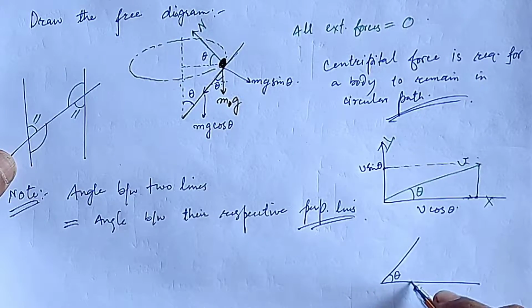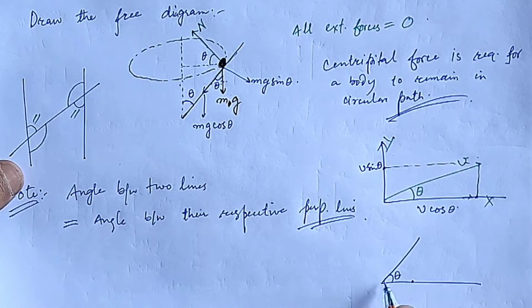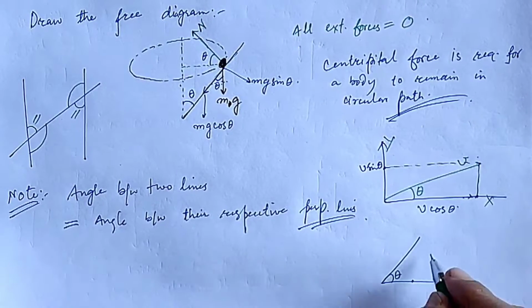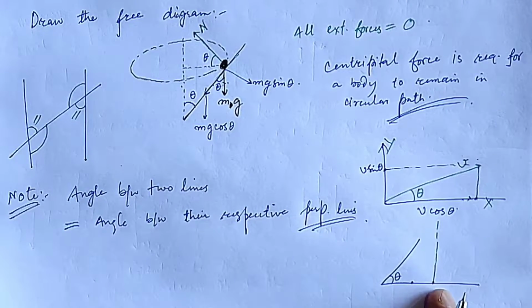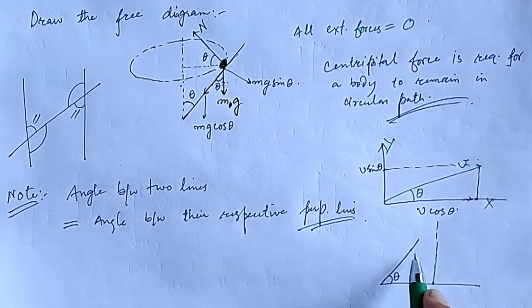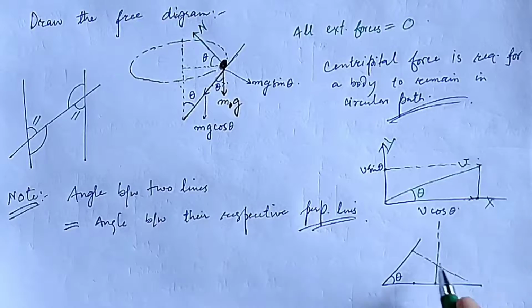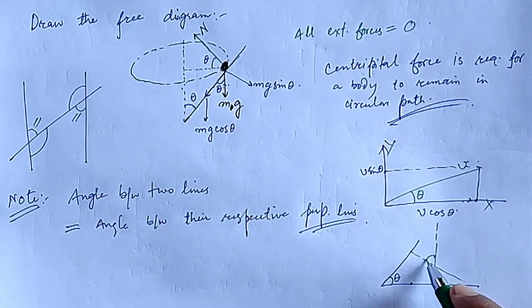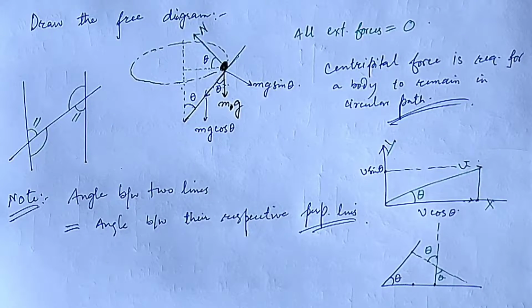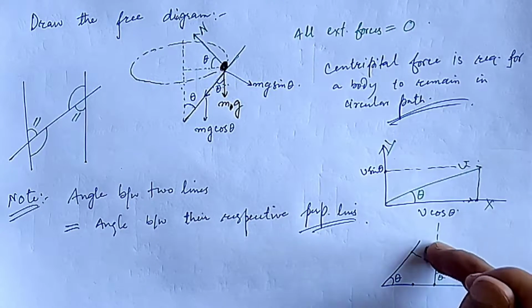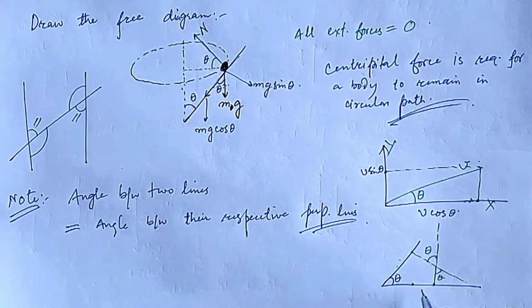That means if we draw a line perpendicular to this line, say like this, and a perpendicular to this one will be perpendicular to this. Then the angle here will be theta. Similarly this will also be theta. Fine. So this will be the angle similar to theta, because these are perpendiculars to the original lines.